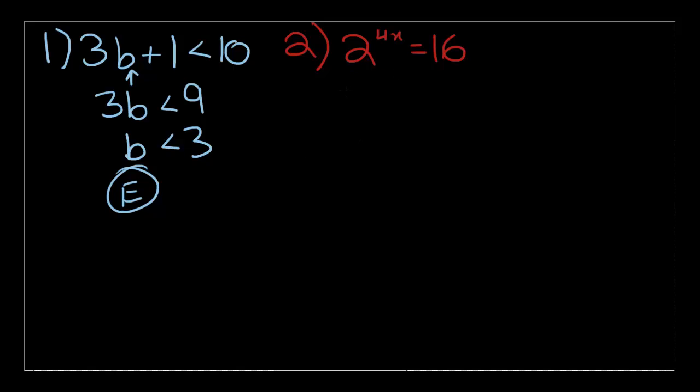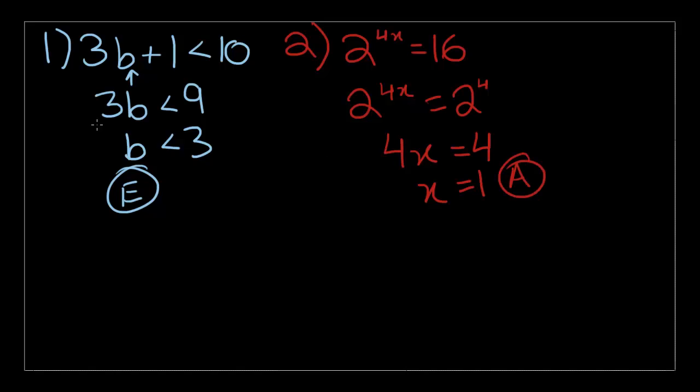So what I mean by that is 2 to the power of 4x. If it's equal to 16, well, you can write 16 in terms of base 2. It's 2 to the power of 4. So now we know that the exponents are equal since the bases are equal as well. So we can write out that 4x is equal to 4, and therefore x is equal to 1. And that's choice A. Choice A is the correct answer.